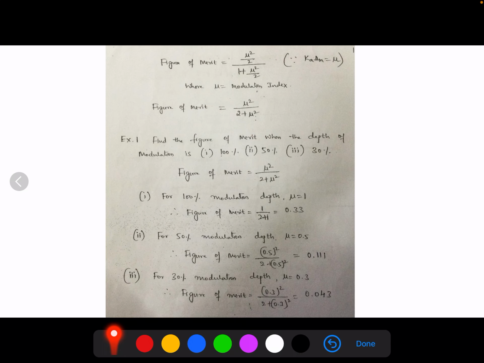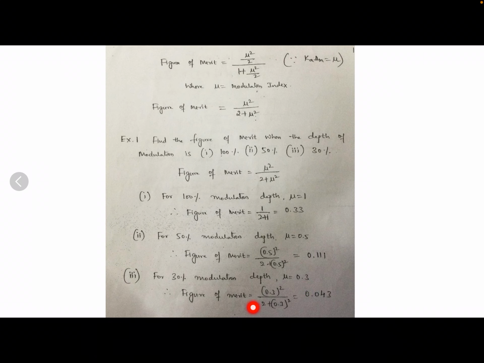SNRO by SNRC gives us the figure of merit and it will always be less than 1. So here we have a problem to find the figure of merit when we have the modulation depth equal to 100%, 50% and 30%. We know the formula: figure of merit is equal to mu square divided by 2 plus mu square. When you substitute mu is equal to 1 for 100%, you will get figure of merit is equal to 0.33. When you substitute mu is equal to 0.5 for 50%, you will get figure of merit is equal to 0.11. When you substitute mu is equal to 0.3, you will get figure of merit is equal to 0.043.